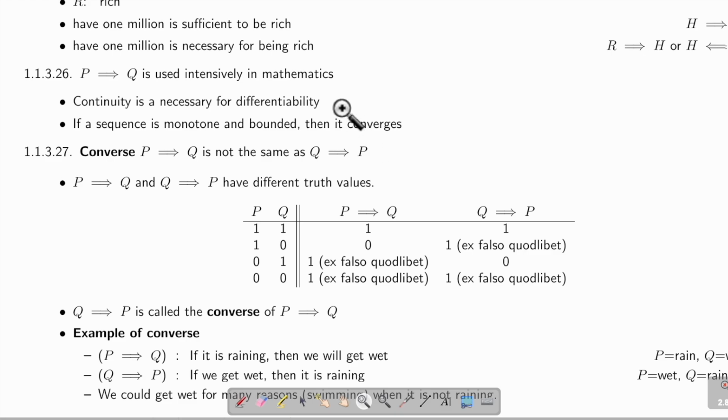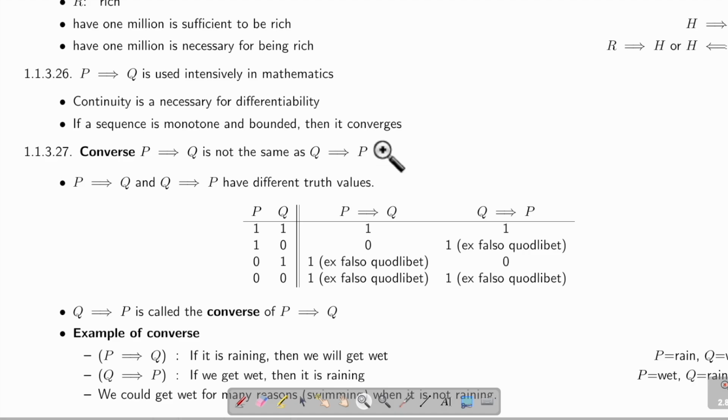If a function is differentiable, it has to be continuous. And if a sequence is monotone and bounded, then it converges. And we will study math at this level. With this, now you can understand why the derivative of x squared is 2x, and why 0.999999 with an infinite number of 9s is 1.